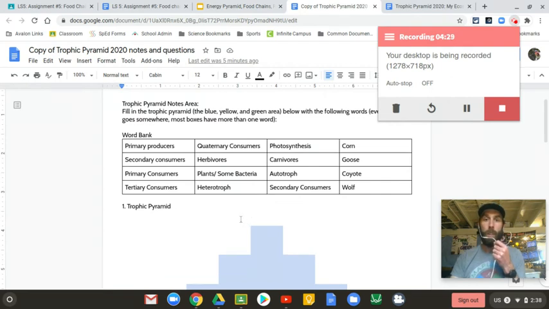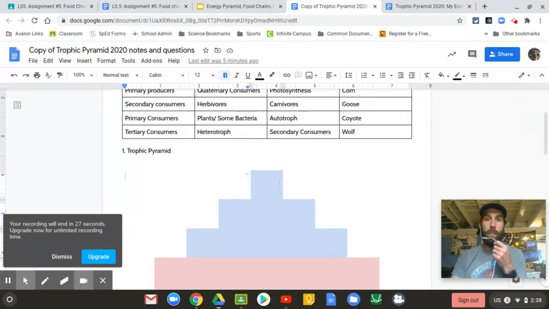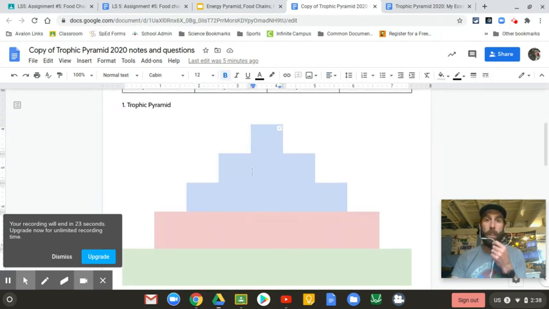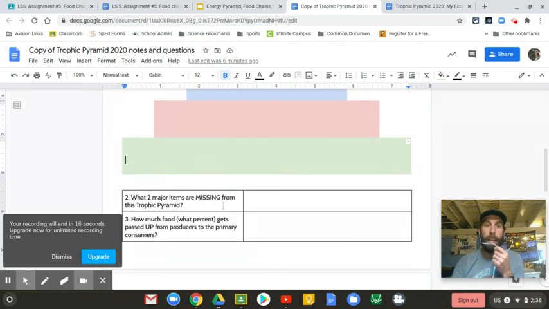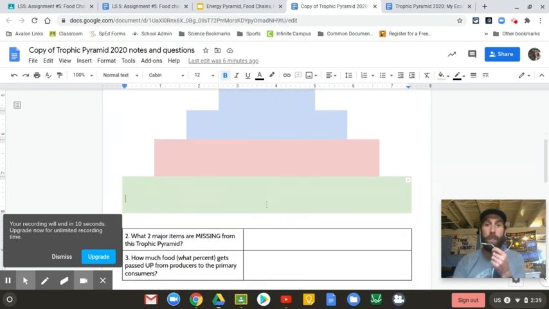All right, I showed you in class yesterday, really quickly, how to do this. So just make sure all of these words make it into one of these 5 boxes, okay? And then at the bottom, what 2 major items are missing from this trophic pyramid, okay? We're only talking about producers and consumers, but all of the energy comes from the sun. And when things die, remember, decomposers get that energy.